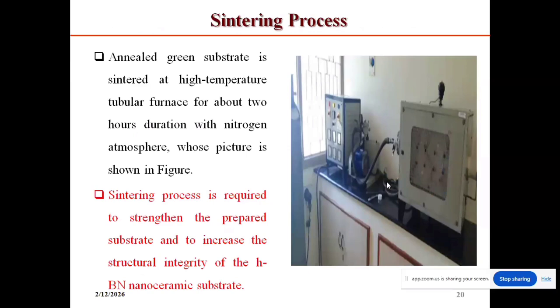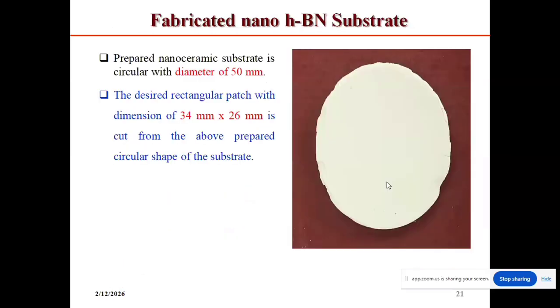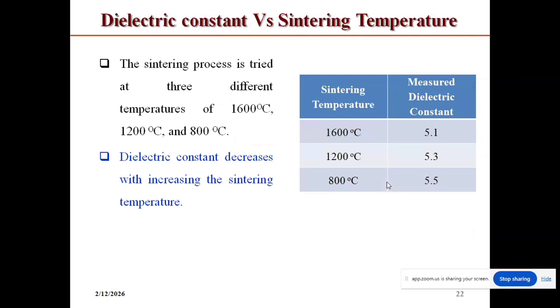The prepared green substrate is sintered at high temperature using a tubular furnace for 2 hours in a nitrogen atmosphere. The sintering process is required to strengthen the prepared substrate and increase the structural integrity of the HBN ceramic substrate. After the sintering process, this is the prepared substrate. The prepared substrate has a 15 millimeter diameter, 50 millimeter. From this prepared substrate, a rectangular patch of the required dimension is cut, which is used as the substrate for the patch antenna design.